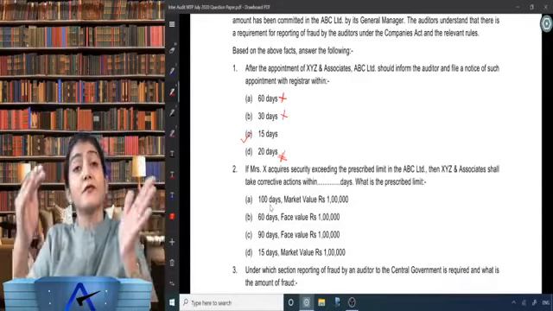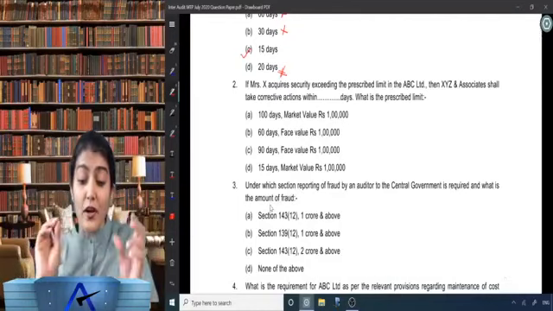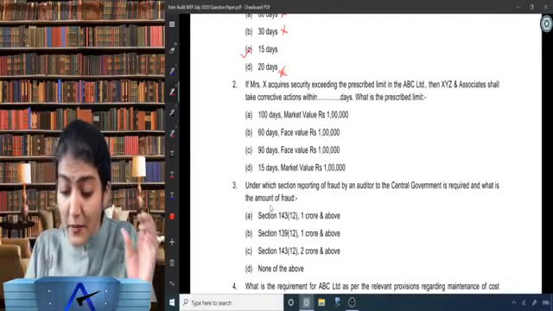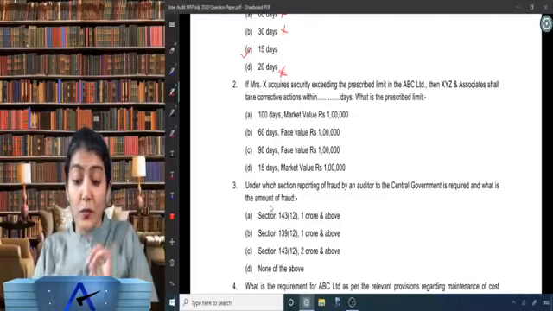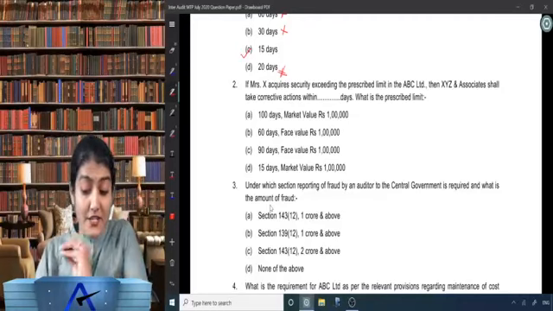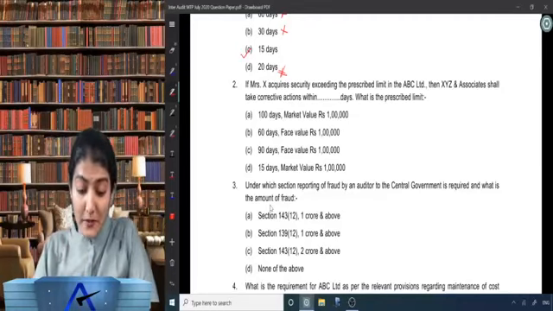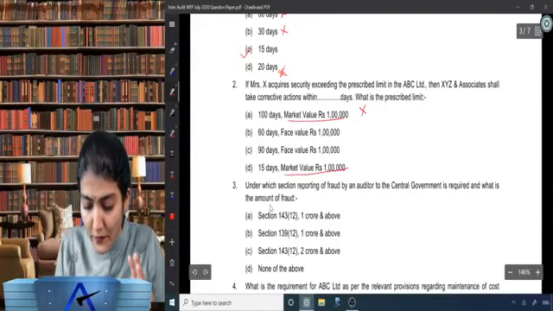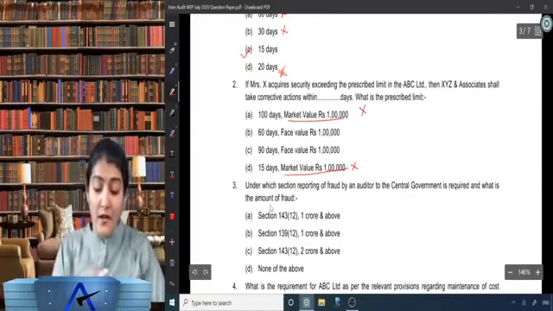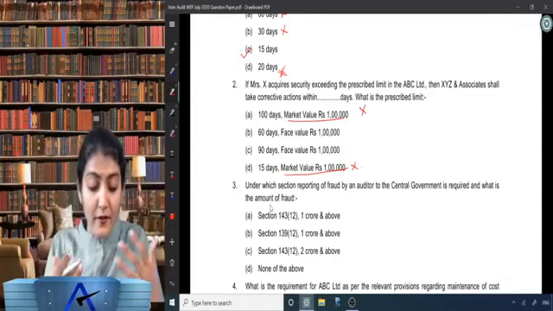Okay. Next one, Mrs. X acquires security exceeding the prescribed limit in ABC Limited. Then XYZ Associates shall take corrective action within dash days. What is the prescribed limit? So 100 days, 60 days, 90 days, 15 days. Market value 1 lakh, market value 1 lakh. Anyways, market value is out of question because there it is face value. So A and D are out. Now left are B and C.